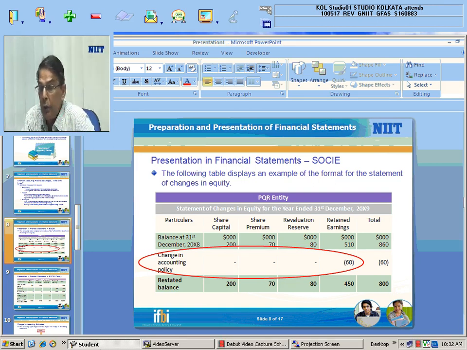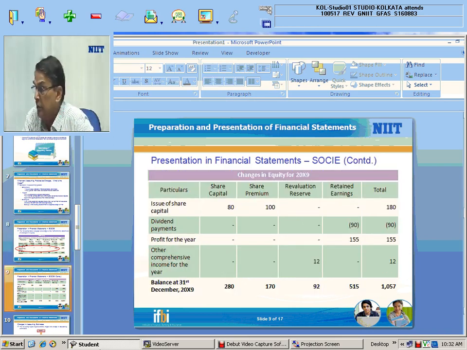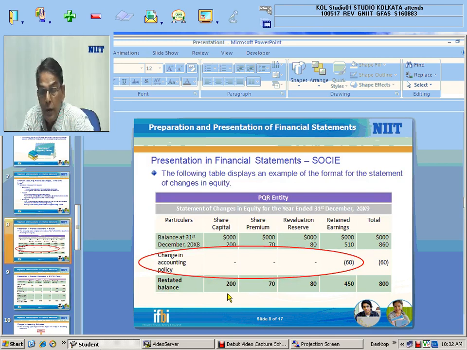So this becomes the opening balance of retained earnings for 2009. Now during 2009, we are looking at the statement of changes in equity for the year 2009. First we made the adjustments due to changes in accounting policies. So the restated balance of the various components of equity as at 31st December 2009 has been worked out. That is the opening balance for 1st January 2009. And now during the year 2009, these are the various changes in equity.